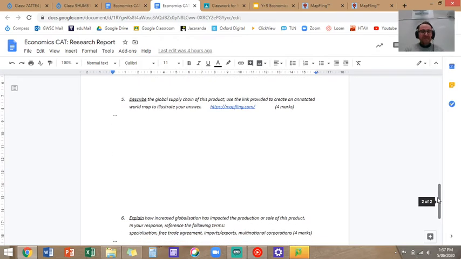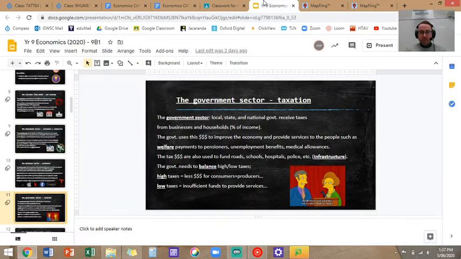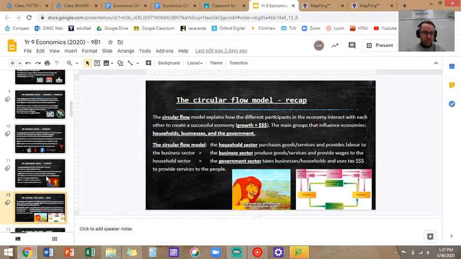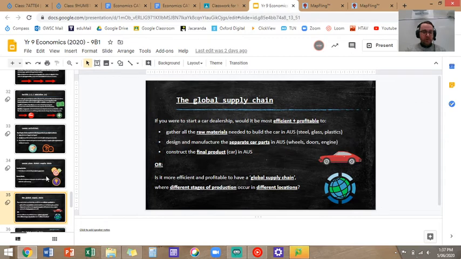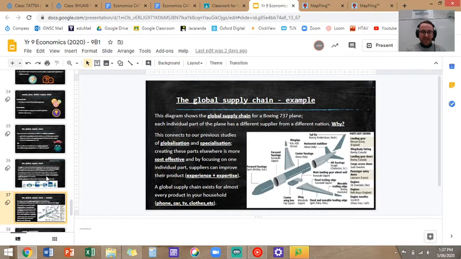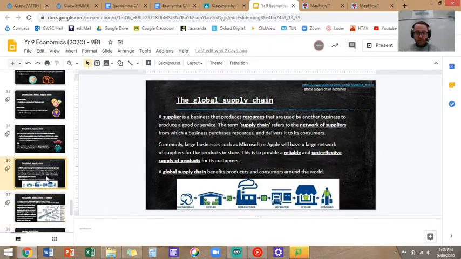Question 5. Describe the global supply chain of this product. Use the link provided to create an annotated world map to illustrate your answer. 4 marks. So, global supply chain is way down. Oh, that was convenient. Down here in slide 35. So basically, it's the network of suppliers. So all the resources are being made by these different people, and then they're going across the world to end up with your final product.